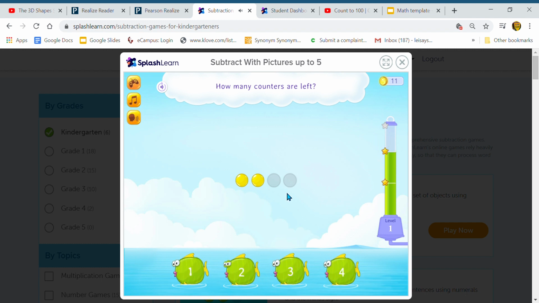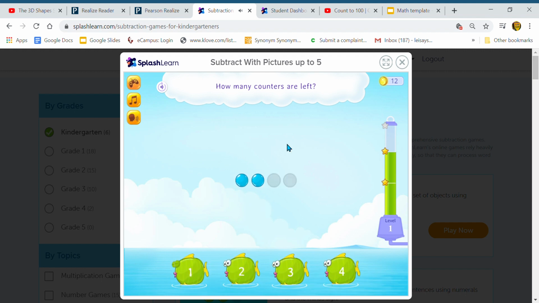Alright, so it looks like we had 4 counters, so show me 4 fingers. Now hide or take away 2 of those fingers. Put 2 of those fingers down. How many fingers are still up? 2, yes. Good going! How many counters are left?